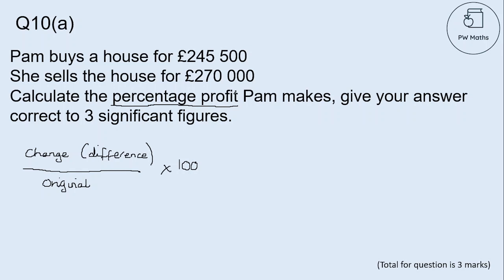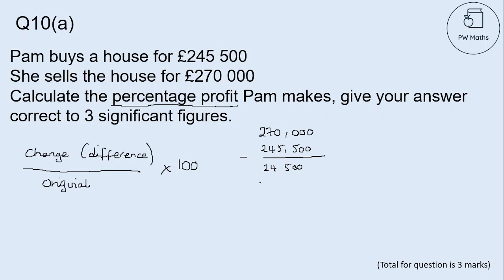If I wanted the profit, how much extra she made, I would just be able to take away the 245,500 from the 270,000 and I would find the profit or the extra money that she's made. But this is actually asking us for the percentage profit. So what percentage of it has she made? I do still need to do that first calculation of finding the difference though, so I do absolutely need to take how much she originally paid for the house away from what she sold the house for to find that she made £24,500 on the sale of the price. That's only going to be good for about 1 mark here, I'm afraid. We need to do a bit more with it.